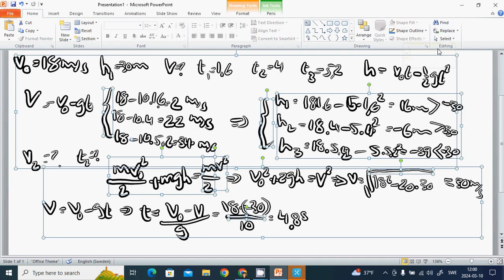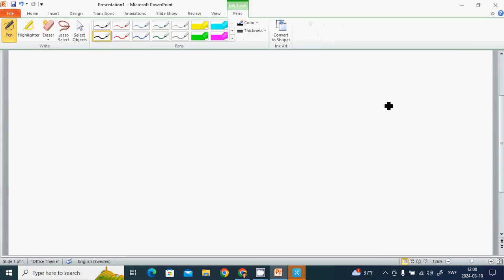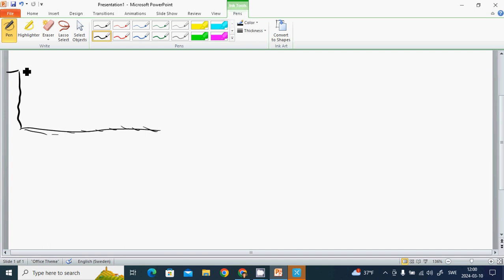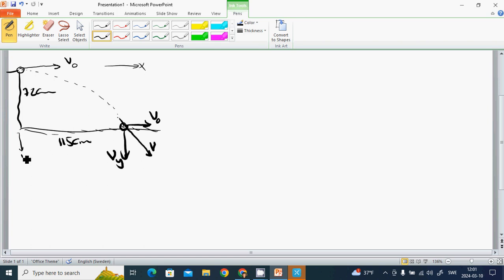Okay. Now we have another cast, and it is a wall here, and it is a mark here, and we are going to cast the ball horizontally, and it's going to go here. And it is V0, VY, and the tangent to this is V. And the height is 72 centimeters, and the length is 115 centimeters, and it is the X direction, and it is the y direction.